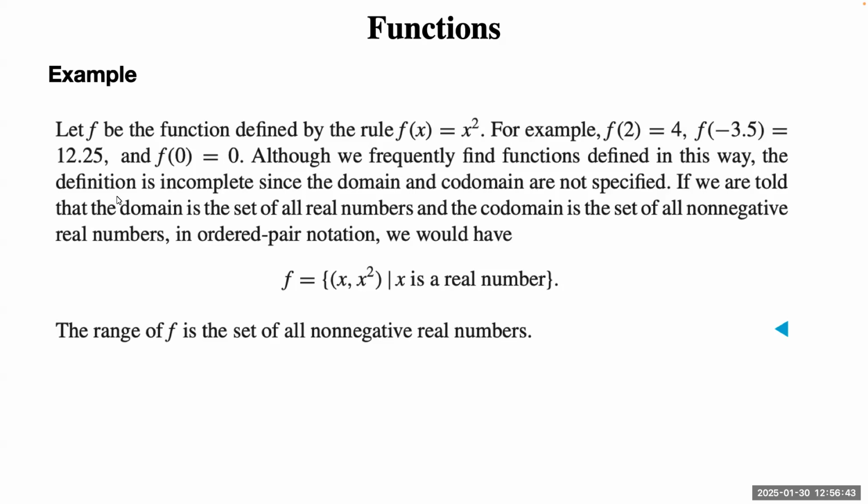We often find functions defined this way, but the definition is incomplete since the domain and codomain are not specified. If we are told the domain is the set of all real numbers and the codomain is the set of all non-negative real numbers, in ordered pair notation, we would write f = {(x, x squared)}, where x is a real number. The range of f is the set of all non-negative real numbers.